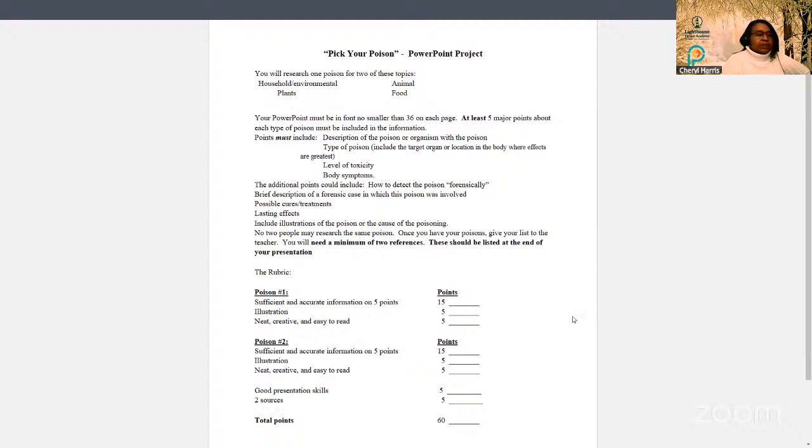Okay, so this is a 60-point project. So please, like I said, do not give away your grade. You should have at least 2 references, 1 for each poison, and they should be stated at the end of your video. Okay. All right, another 20 minutes, and then we're moving on to serology.